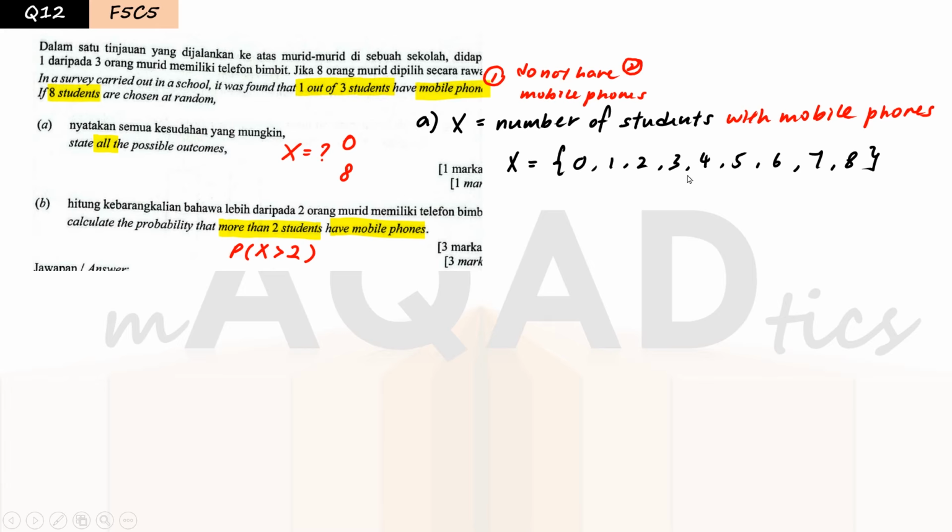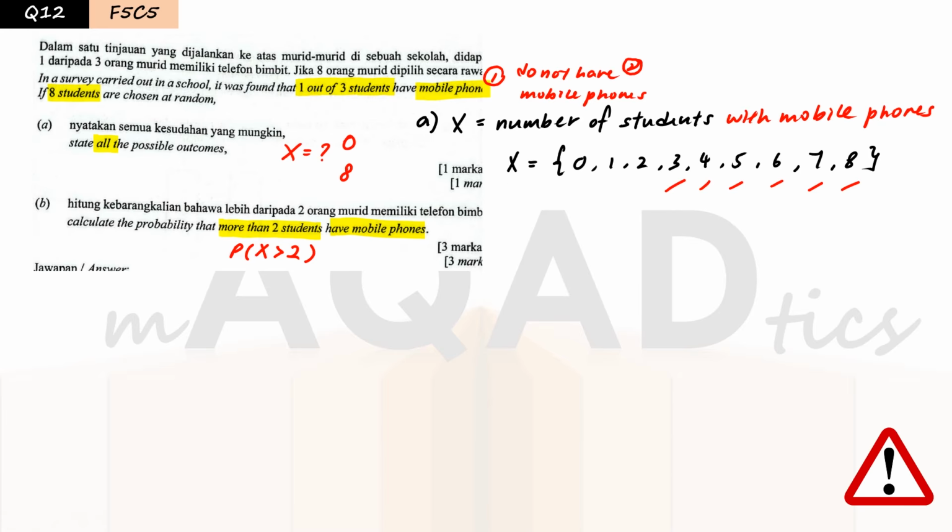Right? So if we look at the answer in part A, these values are greater than 2, starting from 3, 4, 5, 6, 7, 8. So these are the outcomes which are greater than 2, which means for each of the outcomes here, we need to calculate its probability. So in total, there are 6 probabilities that we need to calculate. But 6 probabilities is a bit too much, right?